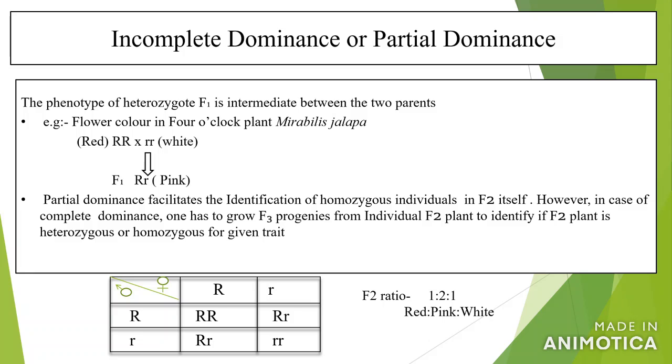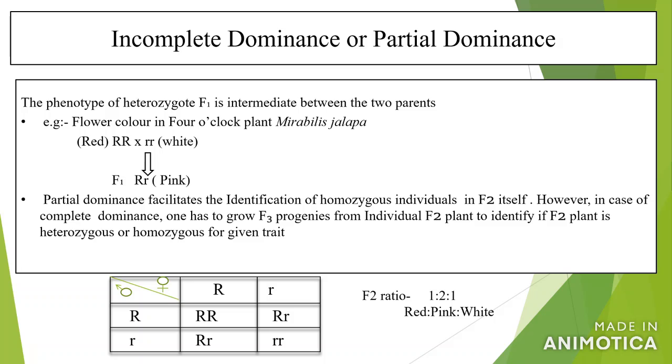Incomplete dominance or partial dominance. The phenotype of heterozygote F1 is intermediate between the two parents. For example, flower color in 4 o'clock plant, Mirabilis jalapa. If red is crossed with white, then the F1 progeny will be pink.